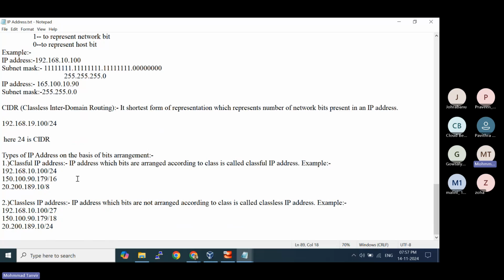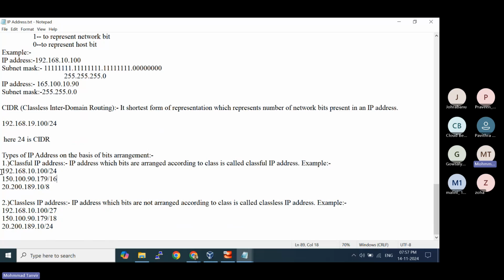Then, based on the bit arrangement, there are two types of IP address: one is classful, one is classless. The IP address for which bits are arranged as per the class is called a classful IP address, and the bits which are not arranged as per the class, that is called a classless IP address.